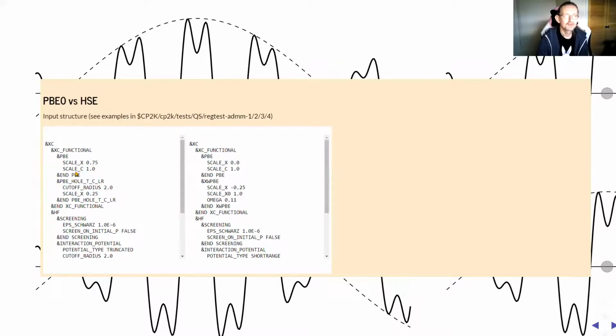The specification of the hybrid functionals can look a little bit scary. It's a recipe that is available. So for PBE, you're specifying the amount of PBE exchange and the amount of Hartree-Fock exchange.